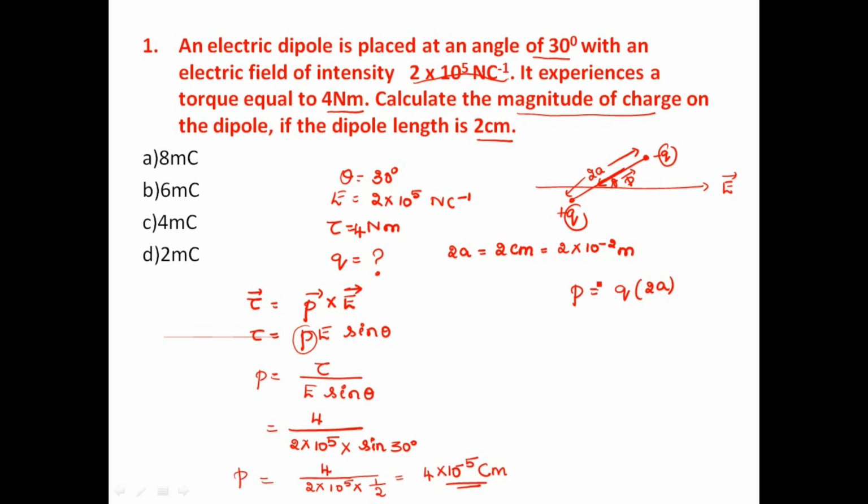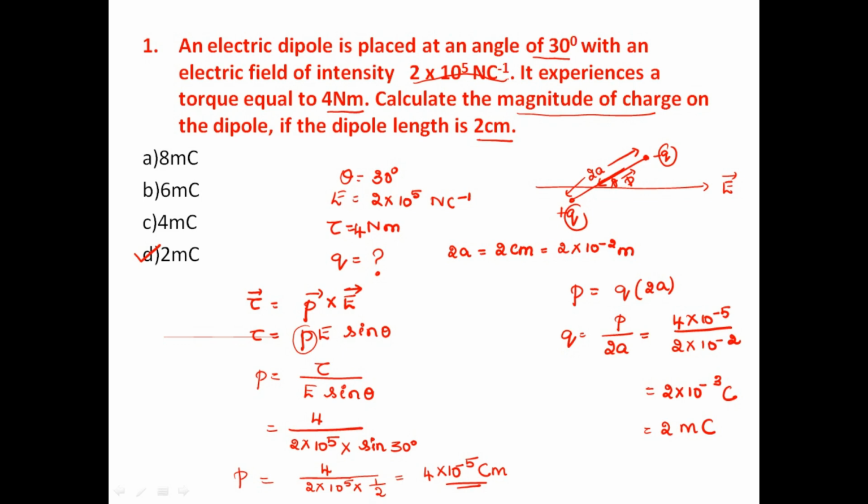We are going to use this value of dipole moment in this formula, that is Q is equal to P by 2A. I am rearranging it. P is 4 into 10 to the power of minus 5. 2A is 2 into 10 to the power of minus 2. The answer here is 2 into 10 to the power of minus 3 coulomb or 2 millicoulomb. What is the correct answer? The correct answer is option D.